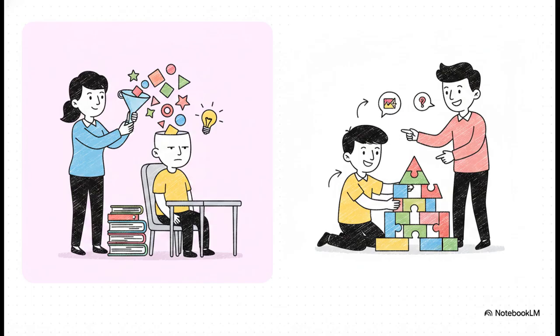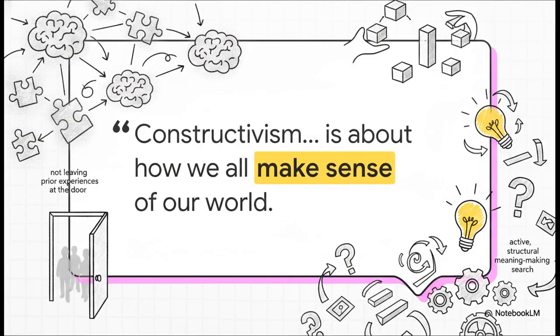But the constructivist model assumes something radically different. It says knowledge cannot simply be transmitted. It literally has to be actively generated and constructed by the learner based on their own experiences. We're making a massive shift from reproductive learning, just repeating what you were told, to generative learning. This idea brilliantly illustrates that learning isn't just about absorbing facts. It's an active, structural search for meaning.